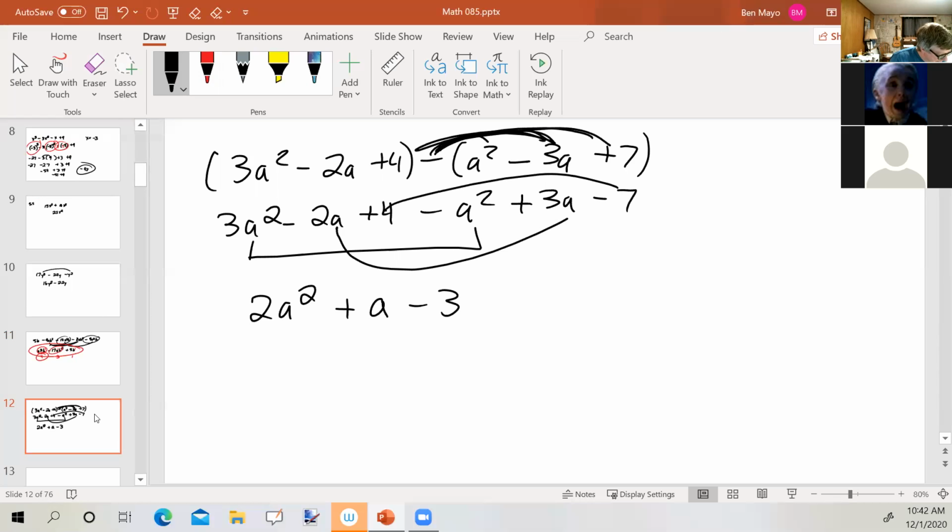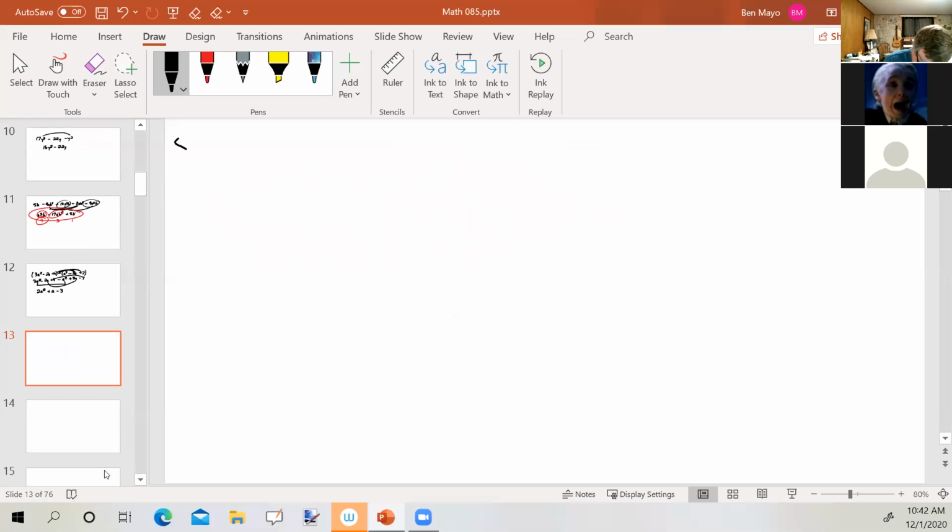Alrighty, let's see here. Any questions on that example? Okay, let's go on to section 5.6. 5.6 is multiplying polynomials together.